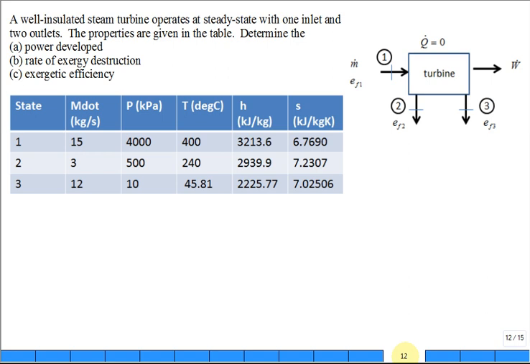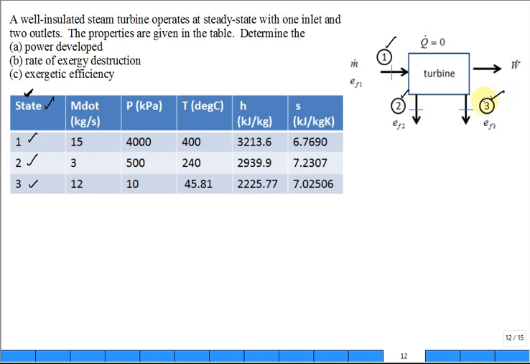A well-insulated steam turbine operates at steady state with one inlet and two outlets. Oh, we're throwing you a curveball. One inlet, two outlets. See that? The properties are given in the table. Here's the table right here. Let's see. We got state 1 listed, state 2 listed, state 3 listed. Let's find them on the diagram. 1 is the inlet, 2 is an exit, 3 is an exit.